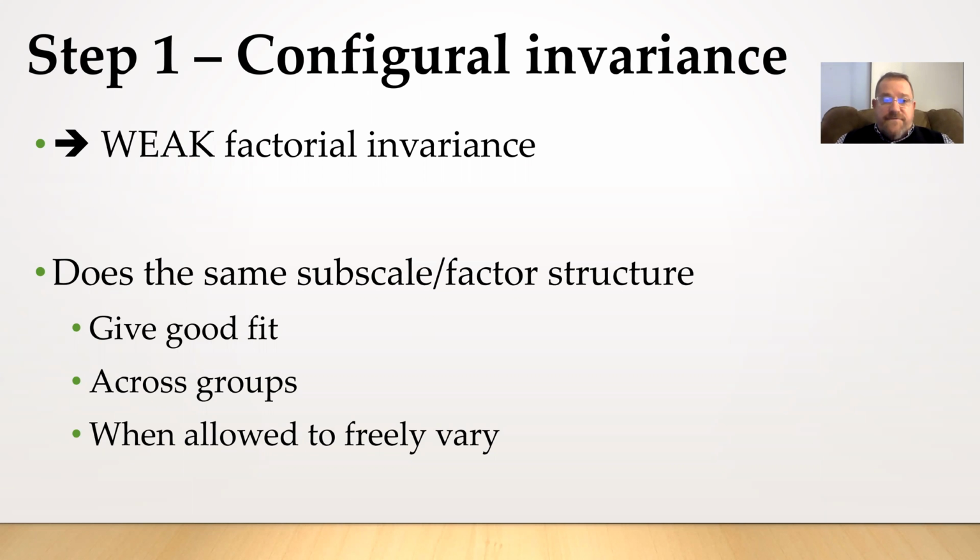Okay, so to test configural invariance, this tests for weak factorial invariance, and basically we create the same latent variables using the same subsets of items in both groups, but we allow everything else, the strengths of those individual paths, the error terms for the items, the intercepts for the items, to all vary across groups.